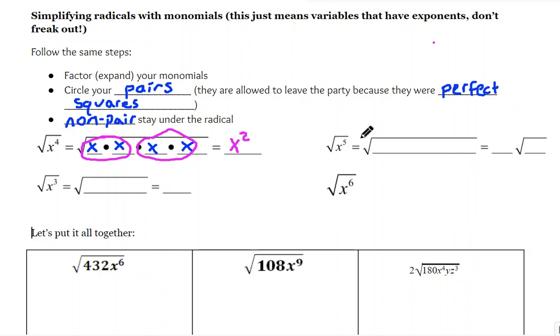All right, so what if I had x to the 5th? Well, x to the 5th means that there's 5 x's: 1, 2, 3, 4, 5. So I can find my pairs. I see 1 pair there and another pair there. Both of these pairs can get pulled out, so I'm going to have x squared, because I'm pulling out 2 pairs. And the one that doesn't have a pair is going to be stuck inside. So this is my answer, x squared times the square root of x. All right, go ahead and pause the video, try those 2 on your own.